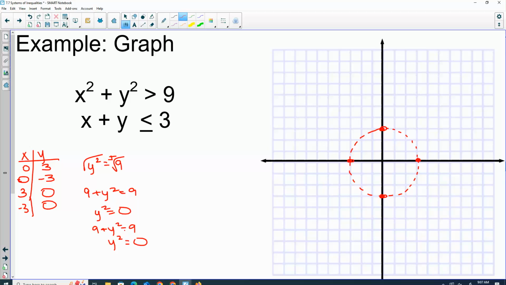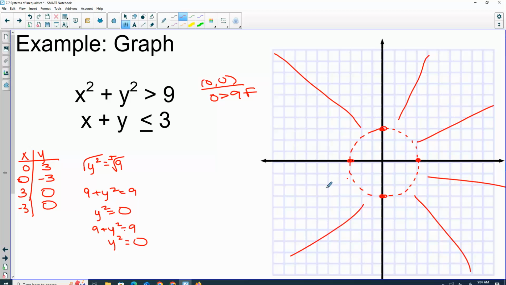Okay, shading. So if we don't know, let's try a test point. If we put in 0, 0, we get 0 is greater than 9. That is false. So we can't shade 0, 0. That means we are shading everything outside this circle. So all the stuff out there is shaded.